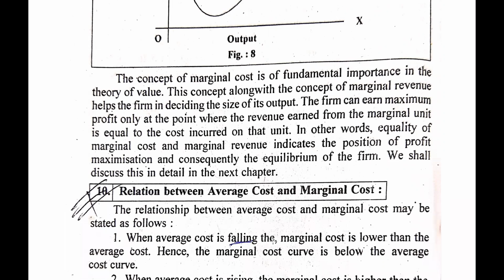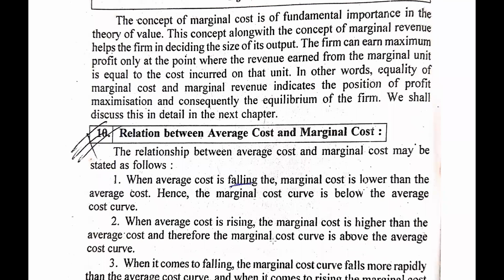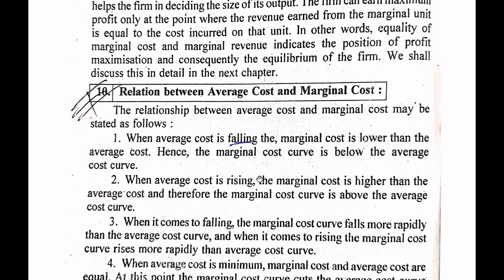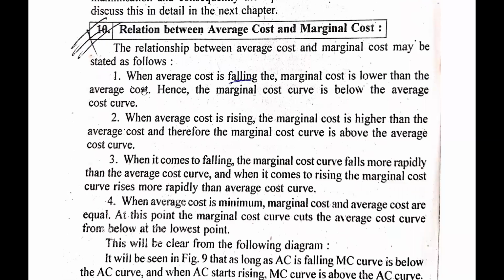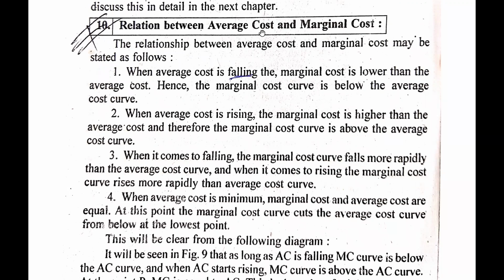So guys, there is actually no next chapter, it is in the next topic. So let's see the relation between average cost and marginal cost. What is the relation between average cost and marginal cost? When average cost is falling, the marginal cost is lower than the average cost. Hence, the marginal cost curve is below the average cost curve.